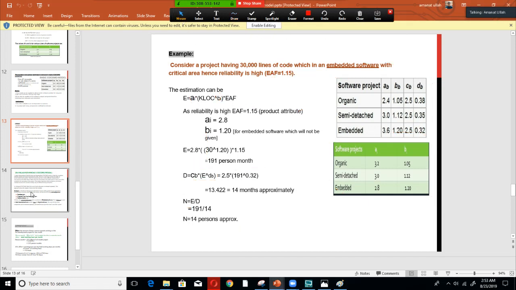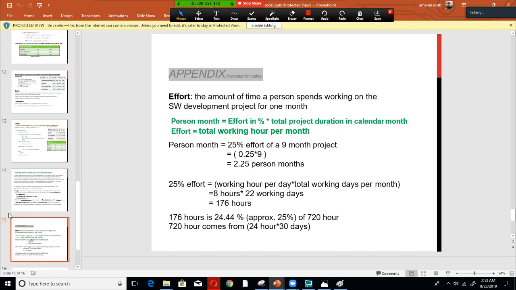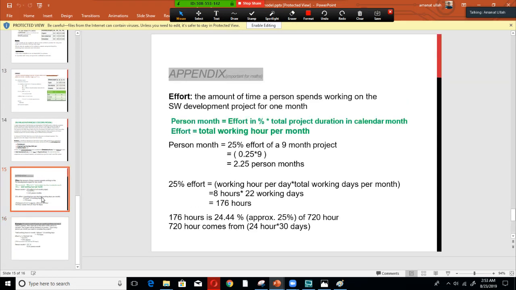So moving on, this is some maths you have to study. So let's say you have been given that a person gives 25% effort in a 9-month project.